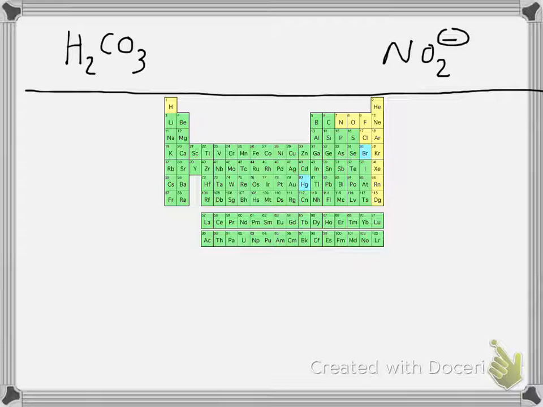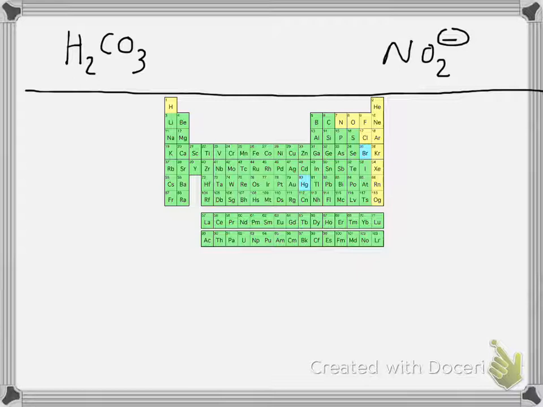Today we're going to be talking about how to identify the oxidation states of different elements and compounds, as well as identifying which compounds are being oxidized and reduced. So to begin with, we'll start out with these two compounds, H2CO3 and NO2-. Let's begin by first assigning the oxidation states of each element in H2CO3.